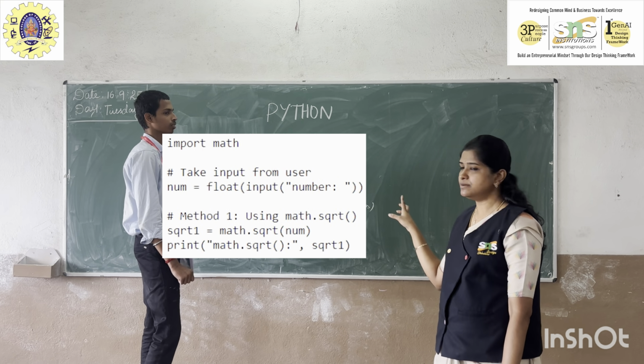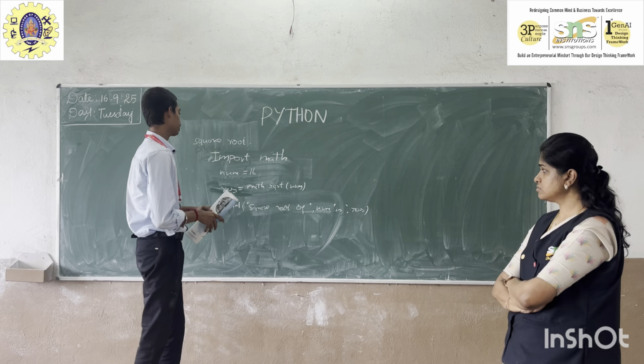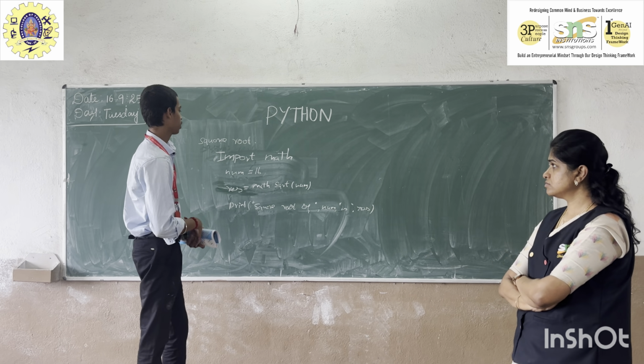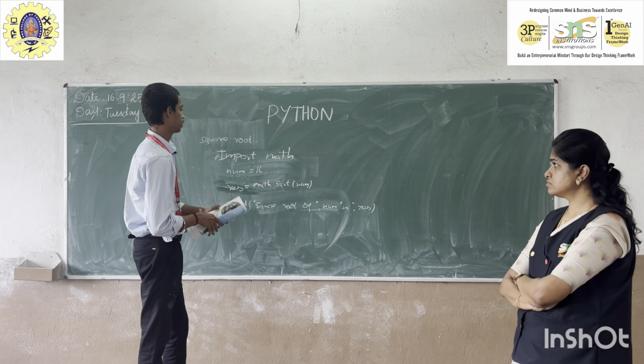Import math library, num equal to 16. Assume the num equal to 16. Result equal to call the library function math.sqrt of num. Print the statement square root of num is result. After that, for 16, the square root is 4.0.